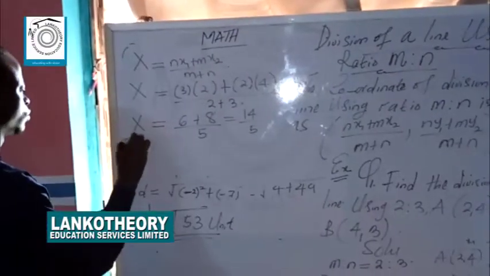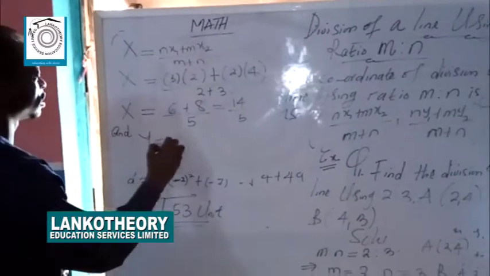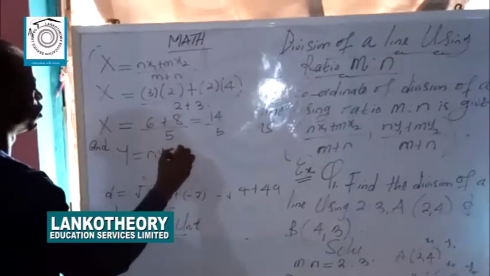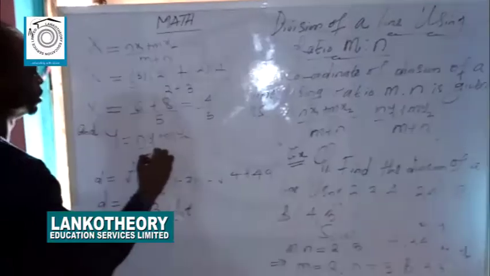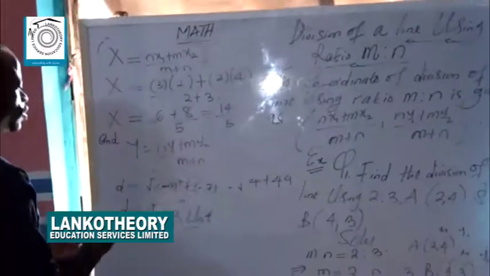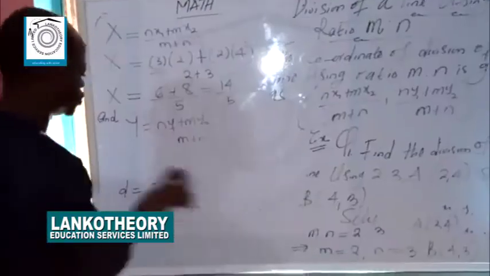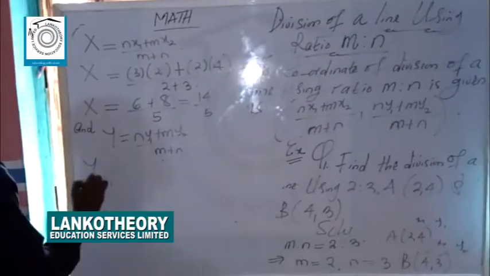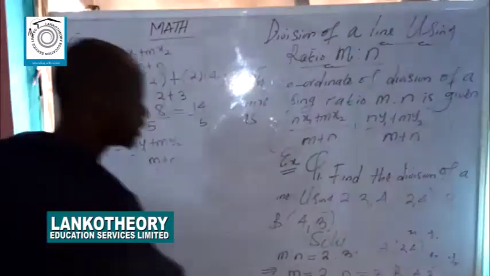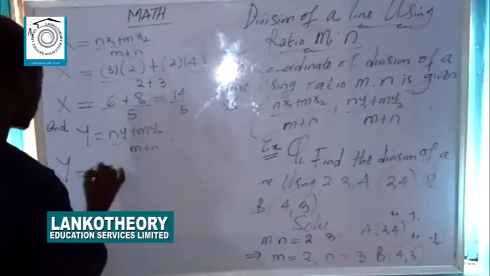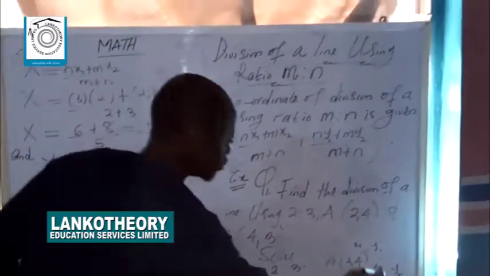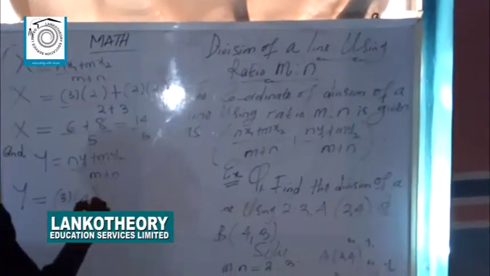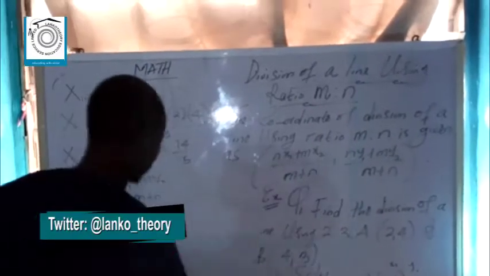And we go down to determine the coordinate of y, which can be written as (ny1 plus my2) upon (m plus n). So if you look at this very well, one of the first things you do in this problem is that y is equal to, our n is 3 multiplied by y1. The value of y1 is 4, plus the value of m.